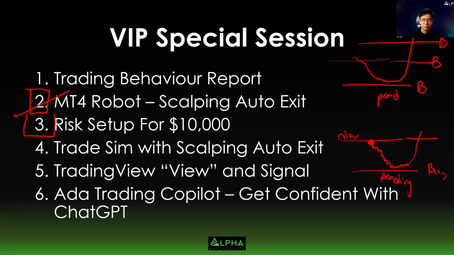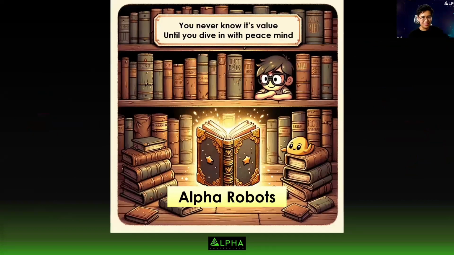So suggested is that based on ADA, this is where you can buy, this is where you can buy. You buy every possible path that they will go. Hence, regardless of how you manipulate, I capture everything. Because you have to know, big players got tastes. Alright. Hence, that is the power of this ADA robot. You never know the value until you dive in with a peace of mind.